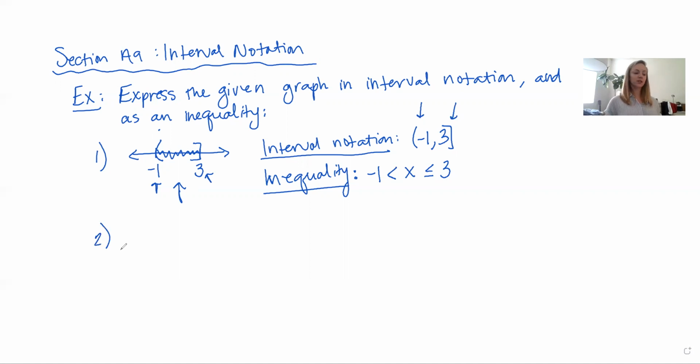So let's go ahead and try one of these where we have a graph that isn't between two set numbers. So we're going to do one where we have an infinity or negative infinity. So we're given the graph where we have 5 in the middle and then a parenthesis facing the left and shading all the way down to the left-hand side of the graph. And again, we're going to look for interval notation and the inequality.